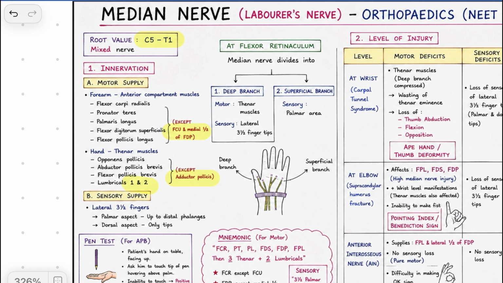Coming to its sensory supply, it is supplying lateral 3.5 fingers in the palmar aspect, and in the dorsal aspect it is supplying only the tips. This is its sensory supply in brief.